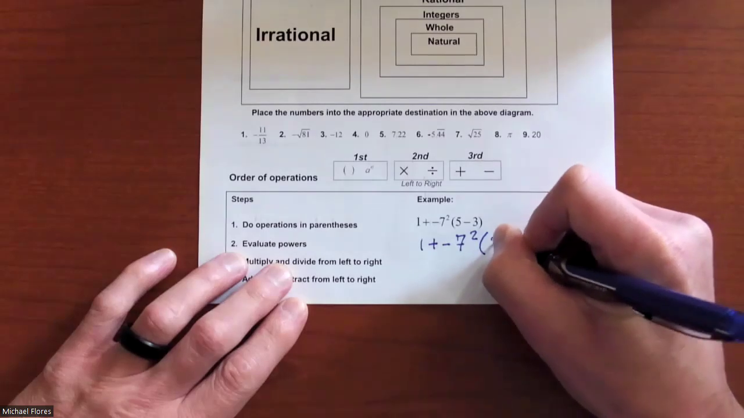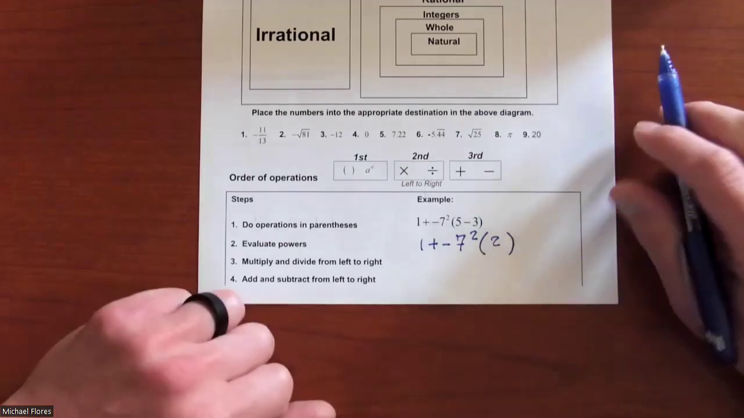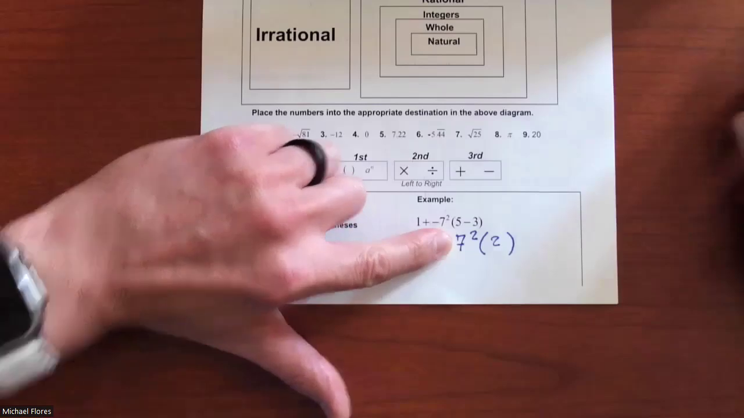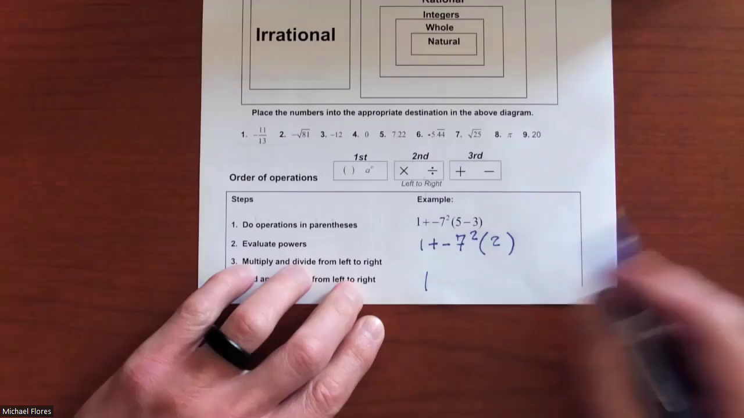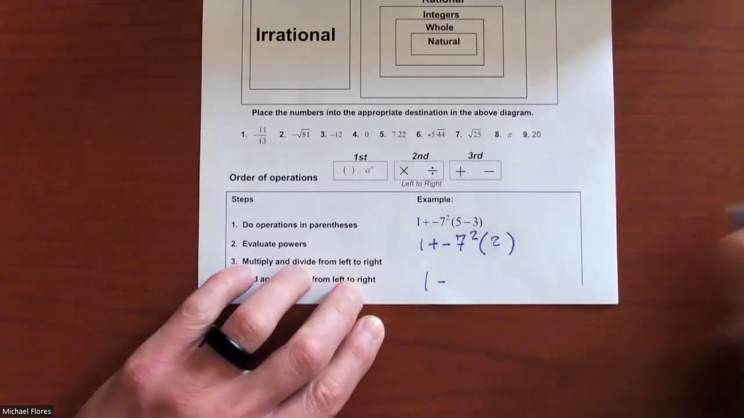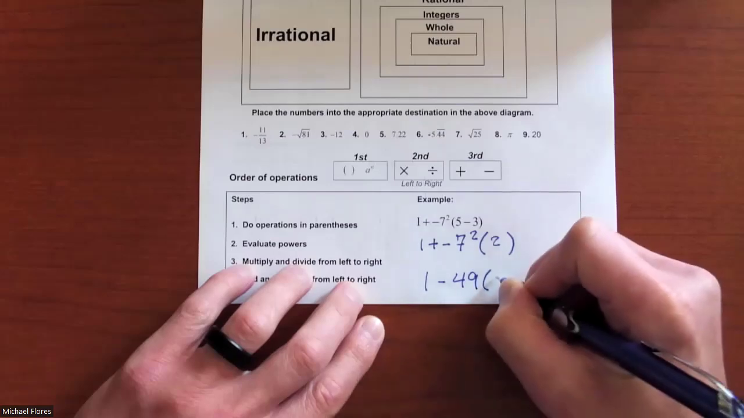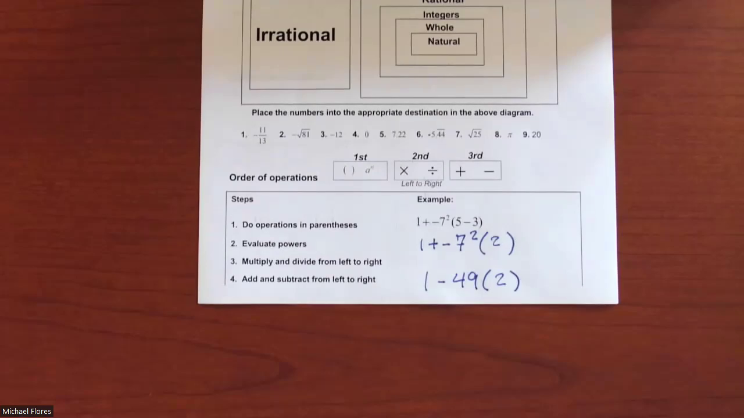5 minus 3 is 2. Okay, next. We're taking care of our parentheses. Now we have an exponent that we need to take care of. Now, the only thing that is being squared here is the 7. Just the 7. And by the way, plus, minus, it's going to simplify to minus. 7 squared is 49. You're taking care of the exponent.